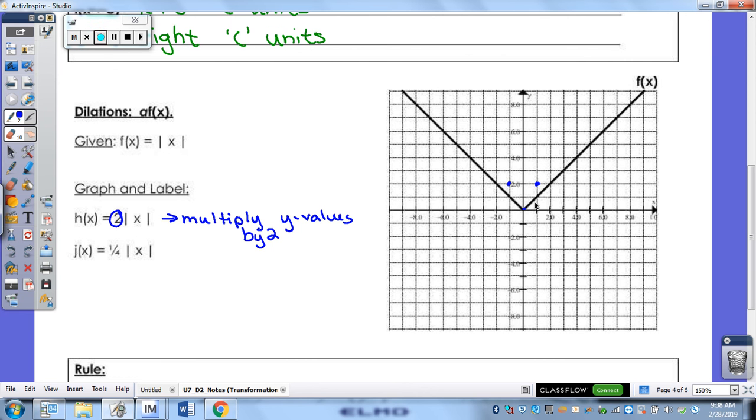Then over here, 2, 2, multiply it by 2, I get 2, 4. And this one's negative 2, 4. And then 3 becomes 3, 6. So you just keep multiplying it by 2. And then 4, 8. So what it's doing is it's pulling those y values up and stretching them from where they used to be.